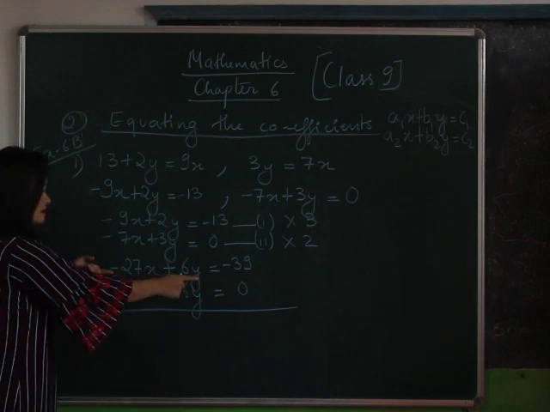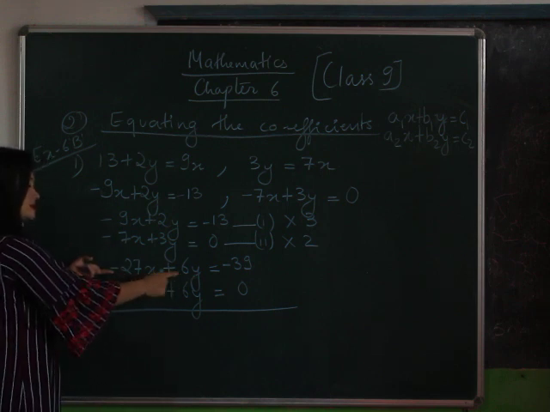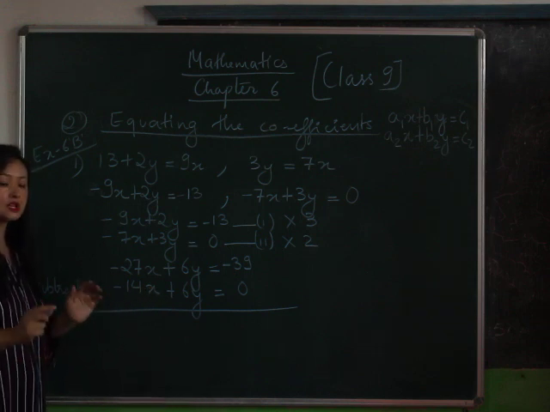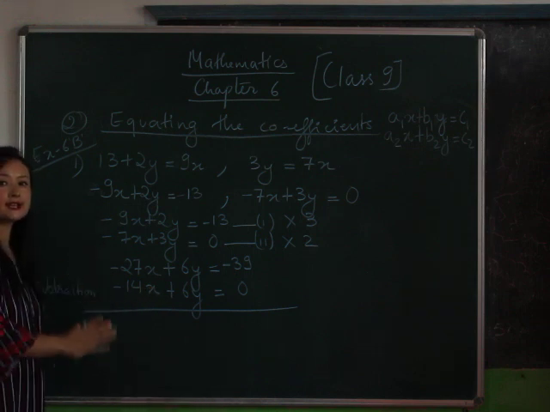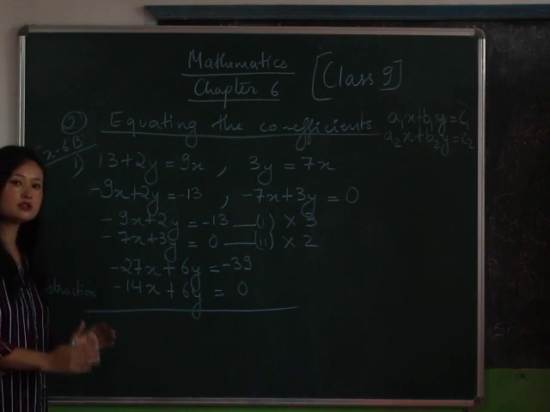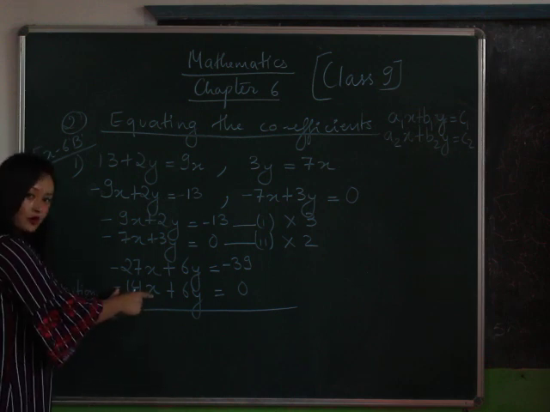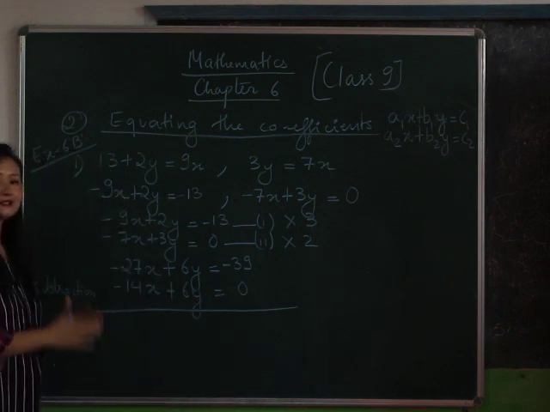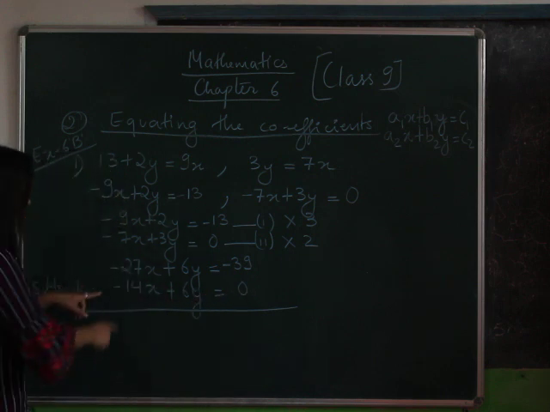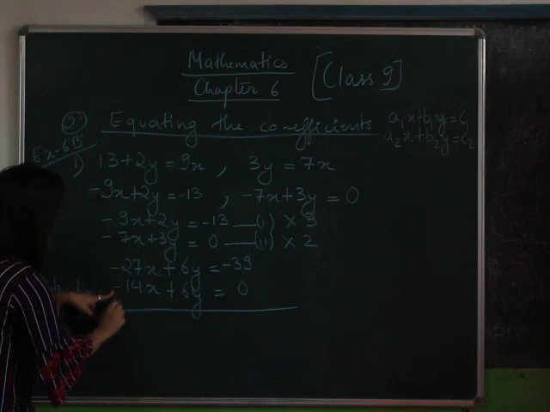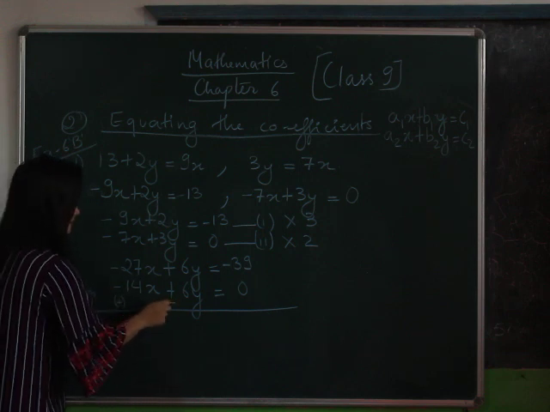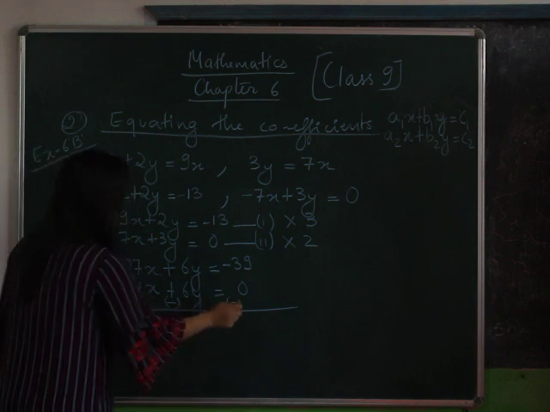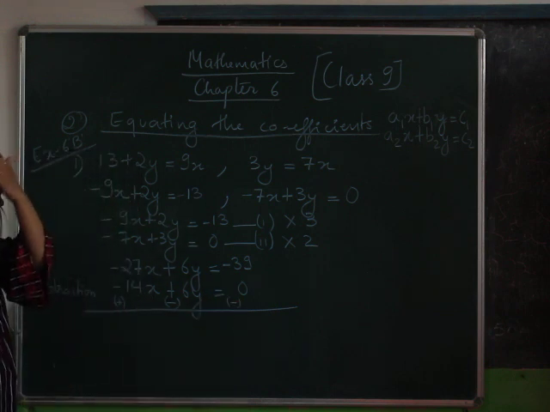The first equation, that is minus 27x plus 6y, remains as it is. The sign does not change. The sign changes only for the second equation. So which one is your second equation? Minus 14x plus 6y equals 0. Only the sign of those numbers will change. So minus becomes plus, plus becomes minus, and for 0 you can just write a minus. It won't make a difference anyways.